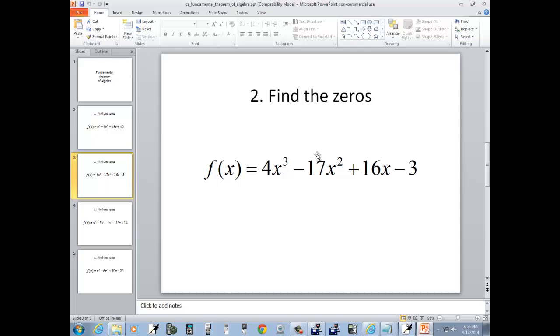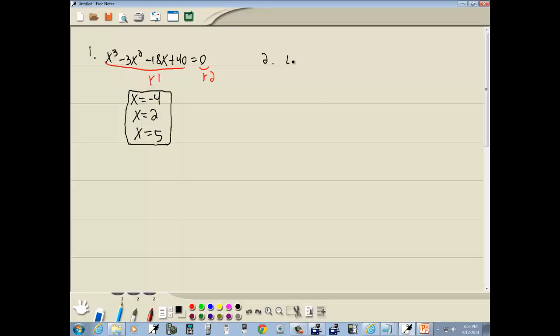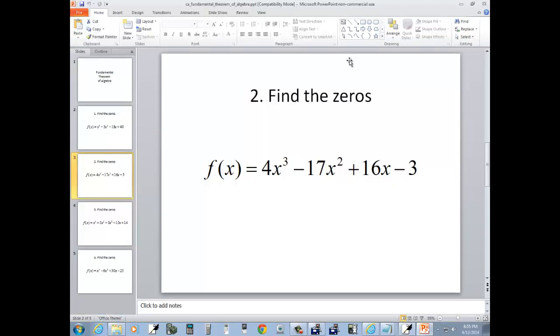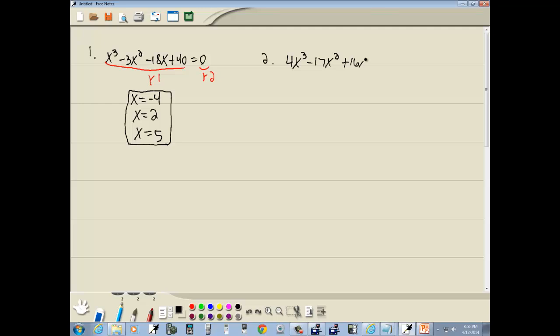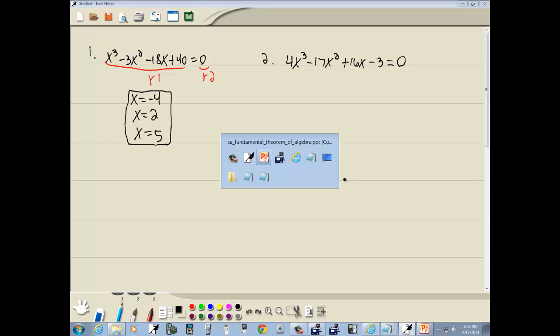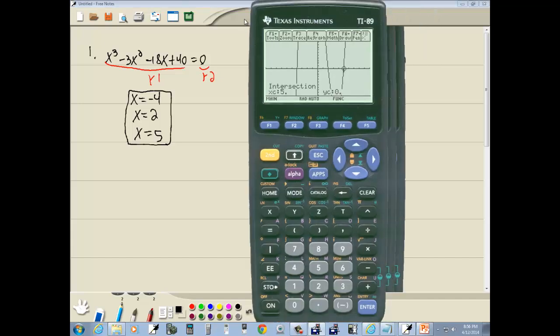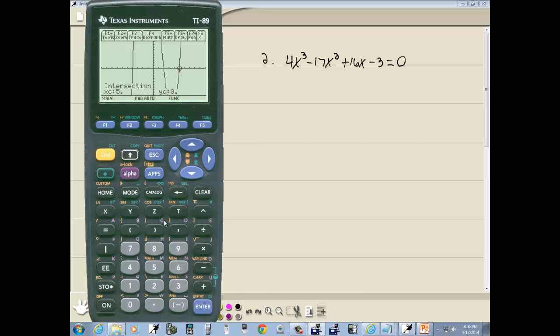Want to find the zeros again, which means we're going to set it equal to 0. So we got 4x to the third minus 17x squared plus 16x minus 3 is equal to 0. Okay, we're going to have 3 answers again.